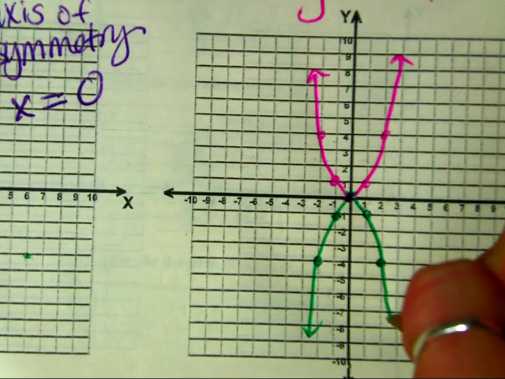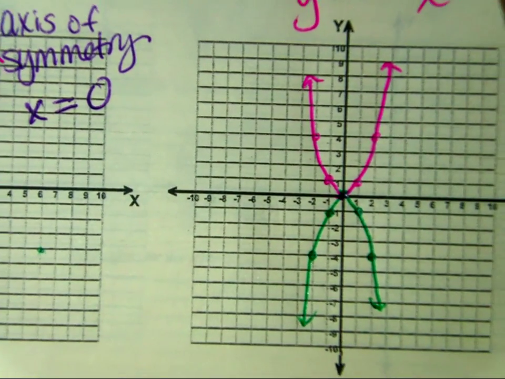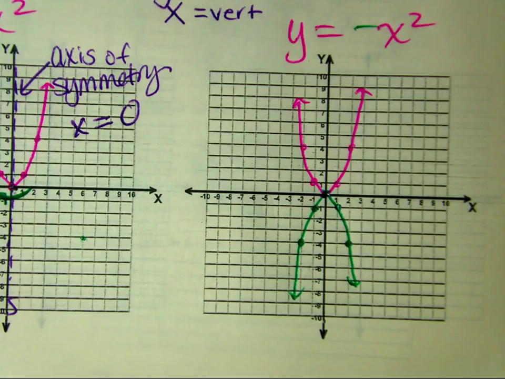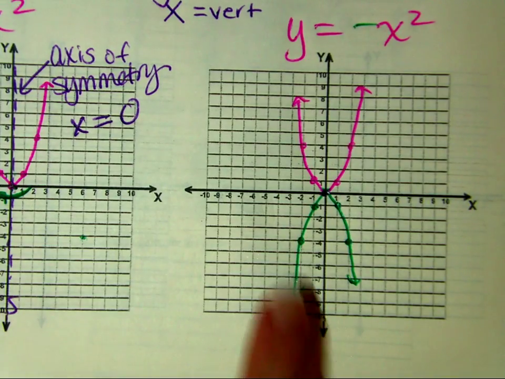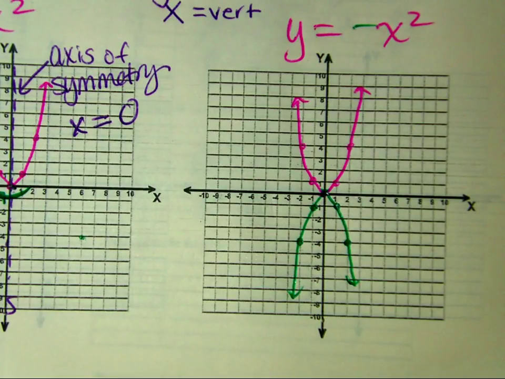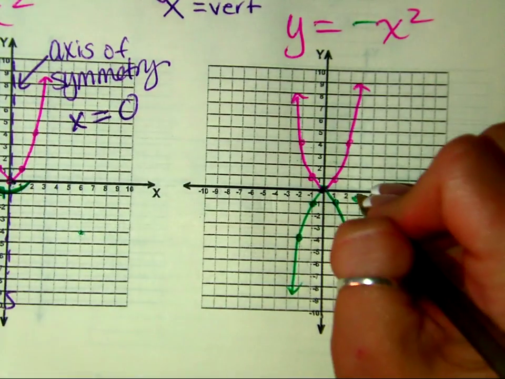Did adding that little, and I'm color coding, negative green here, flip it upside down? Yes, it did. So if I were to say to you, describe with words and sentences and letters in math how putting a negative in front of the parent function changes the parent function, you're going to say it reflects it over the x-axis. Or you're going to say now it makes the vertex a maximum instead of a minimum. Okay, so go ahead and write that in your vertex.